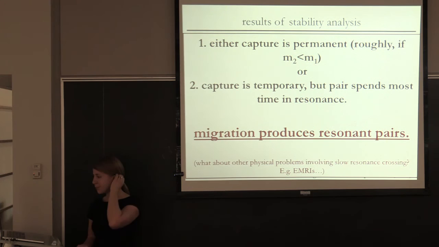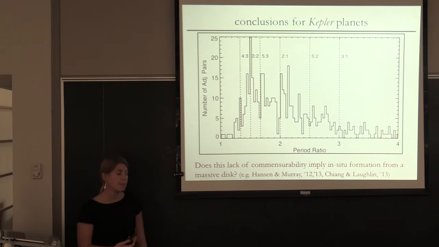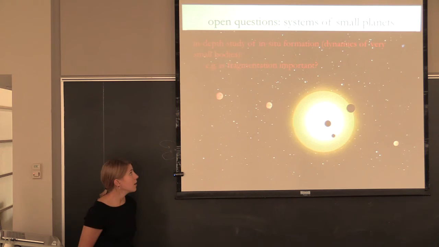So for Kepler, I think the simple conclusion to draw from this is that this lack of period ratios near mean motion resonances does suggest that in-situ formation is maybe a more likely candidate to explain their presence. There are still open questions remaining. There are also potentially problems with in-situ formation as well.